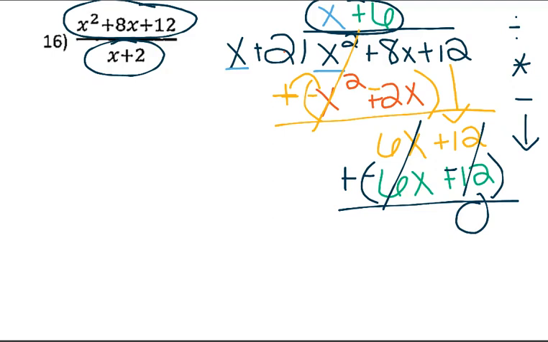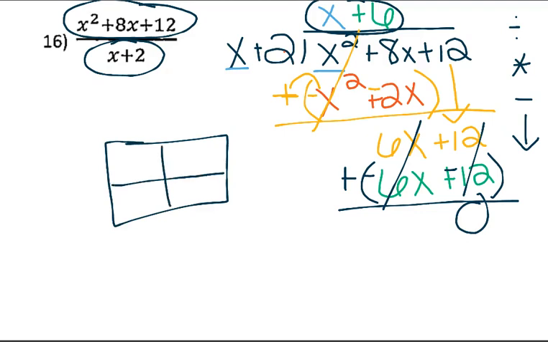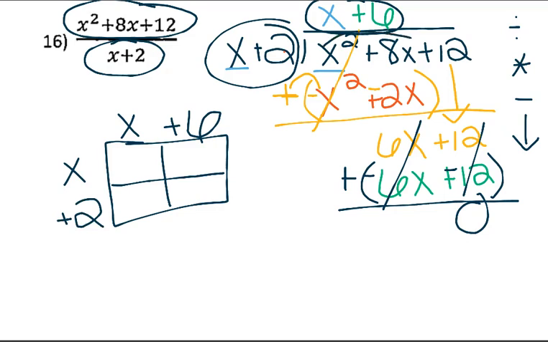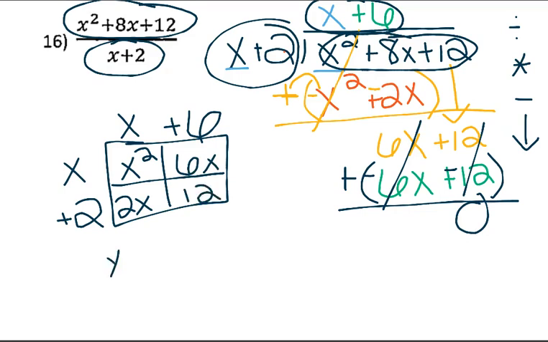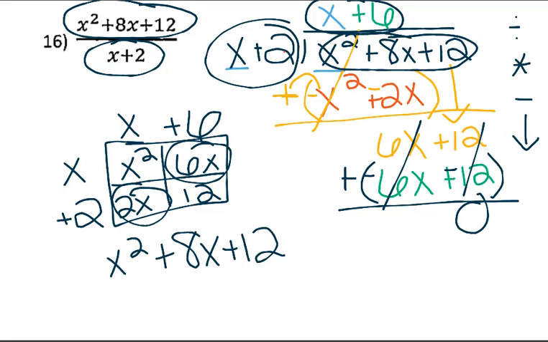Now remember, the opposite of dividing is to multiply. You can always check your answers by multiplying out your answer, x plus 6, times what is outside here, x plus 2. If we did it correctly, it should equal what is on the inside of the house. So let's see. X times x is x squared. This is 2x, 6x, and 12. So x squared, combine my like terms. That's 8x and 12. As you can see, it does match. So it means I divided it correctly. So x plus 6 is my answer.